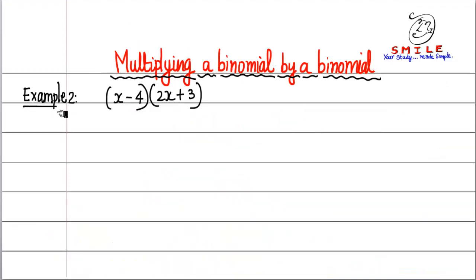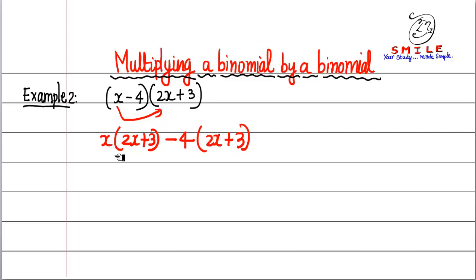Here we have one more example for you. Again, this is a binomial multiplied by a binomial. We will first multiply the first term with the whole of this. So it will be x multiplied by 2x plus 3. Now there is a minus sign, so we'll write the minus sign. Now the next term, that is 4 multiplied by this full bracket 2x plus 3. Here also there is a minus outside, so you have to be extra careful. Here there is no problem.